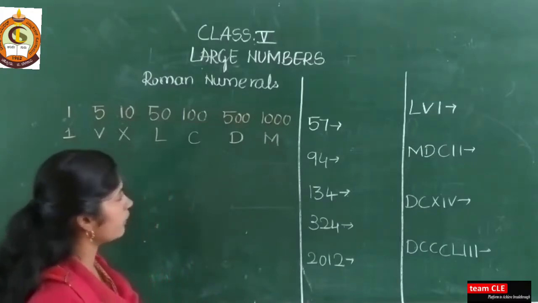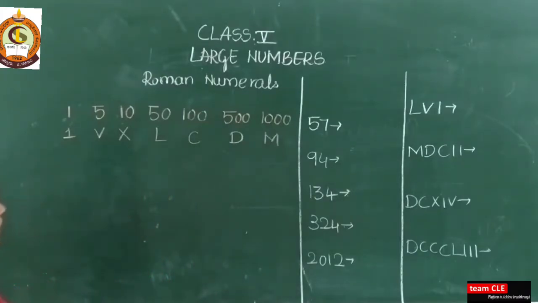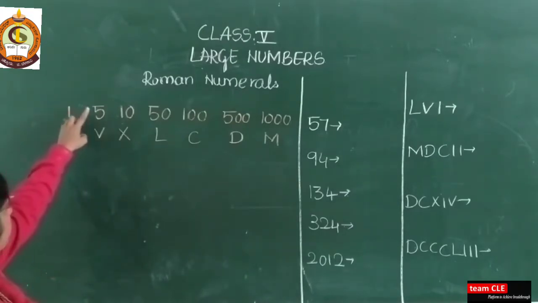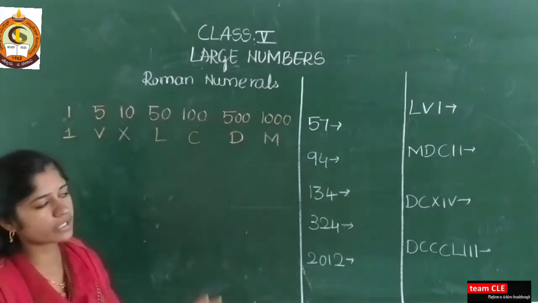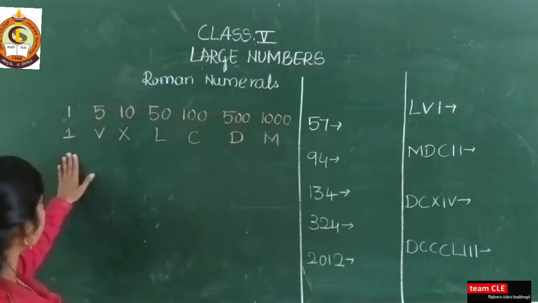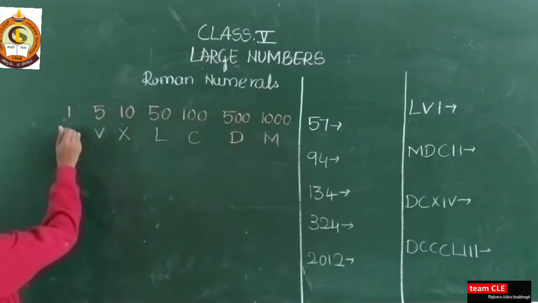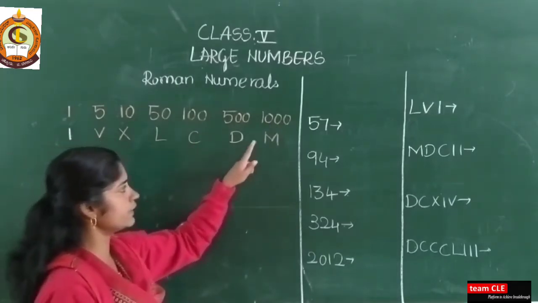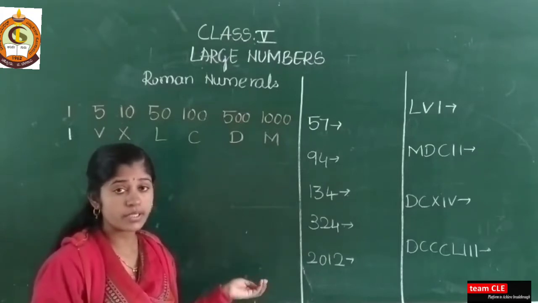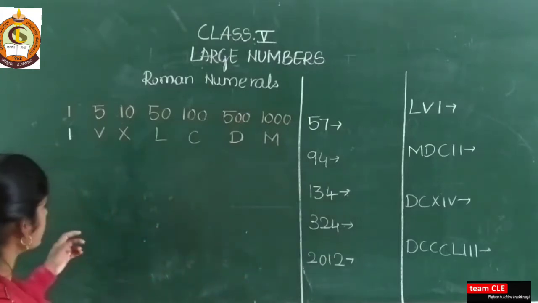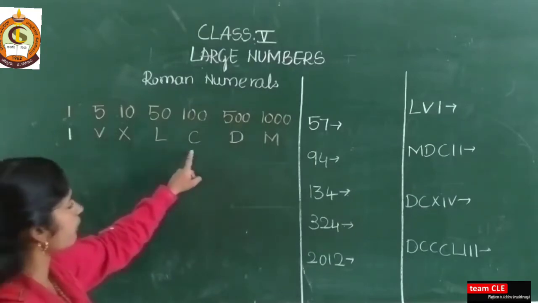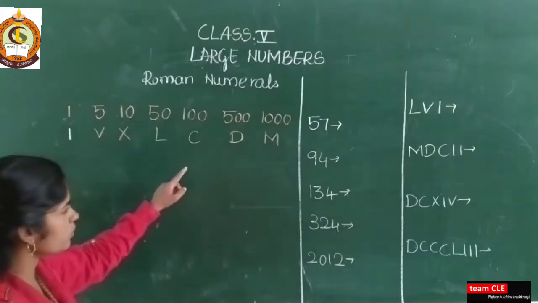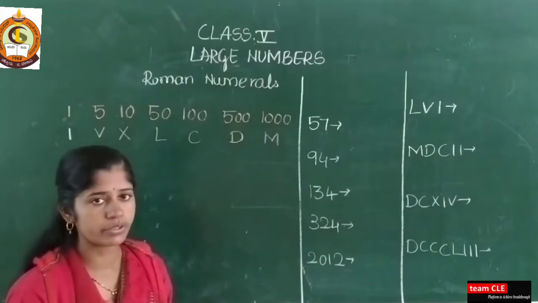And while writing Roman numerals, here we are using 7 basic letters. Here 1, 5, 10, 50, 100, 500, 1000 are Hindu-Arabic numbers. So now whatever I am showing: I, V, X, L, C, D, M. These are the basic Roman numerals. Here we are using only 7 letters. How many letters are we using? Only 7 letters. By using these 7 letters, we write all the numbers.